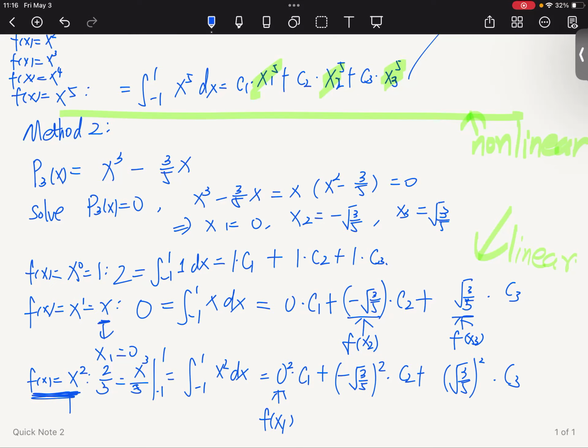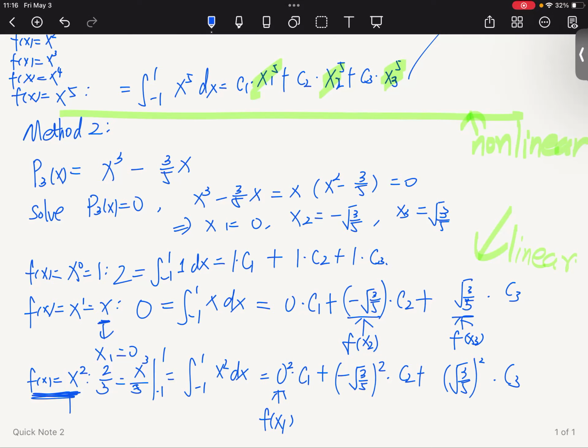And then I have 3 linear equations, and then I can solve for C1, C2, C3. And this is how I get all the unknown values in the Gaussian quadrature through method 2. So I separate it into 2 parts. In the first part, I get the nodal points by solving the Legendre polynomial equals 0. And then the second part, I just do the first few plots in here, and then I solve the linear equation for C1, C2, C3. And this is the thing.